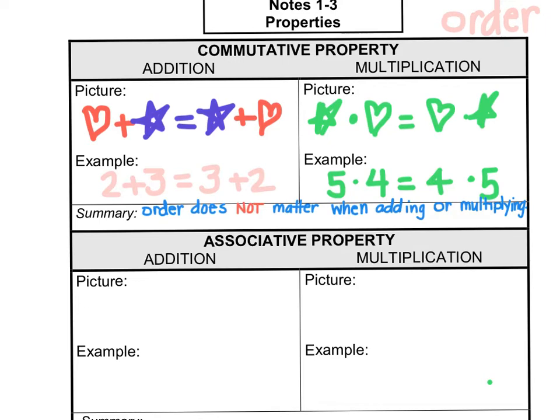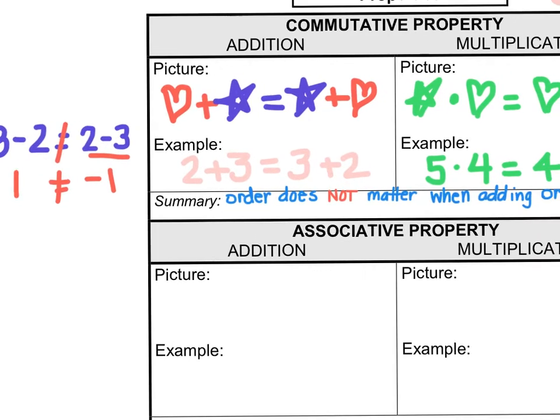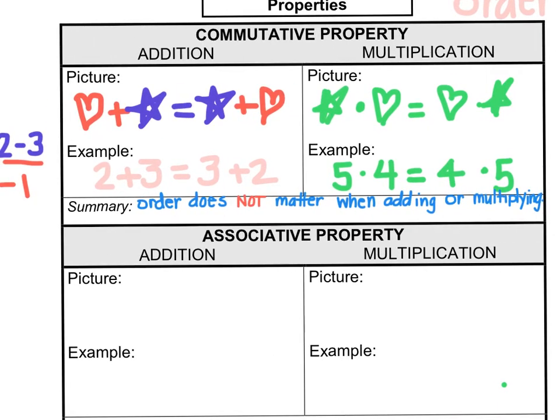Does the commutative property work for subtraction or division? For example, is 3 minus 2 equal to 2 minus 3? 3 minus 2 is 1, and 2 minus 3 is negative 1. So no, they are not equal. The commutative property does not work for subtraction nor division. It only works for addition and multiplication, in which the order can change.